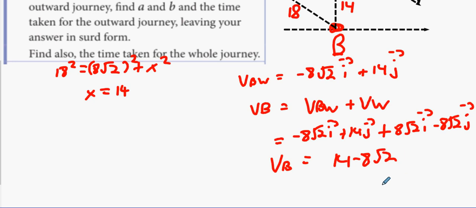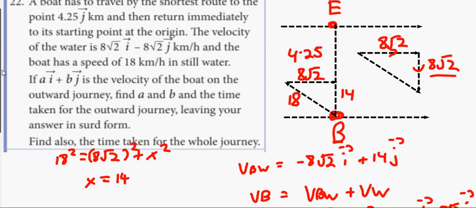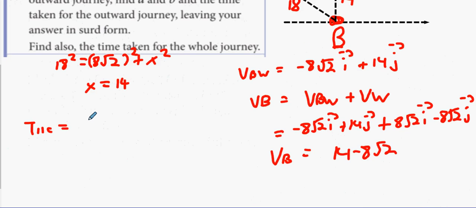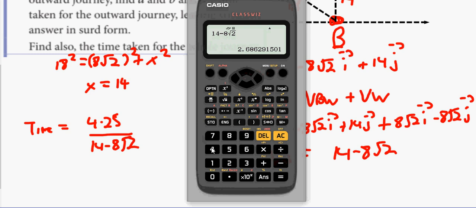8 root 2. So what's the time taken? What's the distance? 4.25 divided by 14 minus 8 root 2. Love a good surd. 7 plus 4 root 2 over 8, or 1.58.